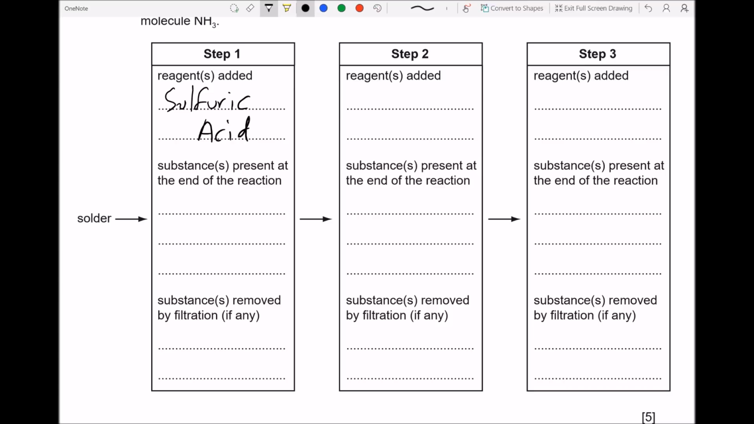There you go. And the substance present at the end of the reaction: we're going to have zinc sulfate that's formed, because the zinc will react with sulfuric acid and form zinc sulfate. So we're just going to add that on there. Zinc sulfate. Okay. And then we're also going to have aluminium sulfate as well.